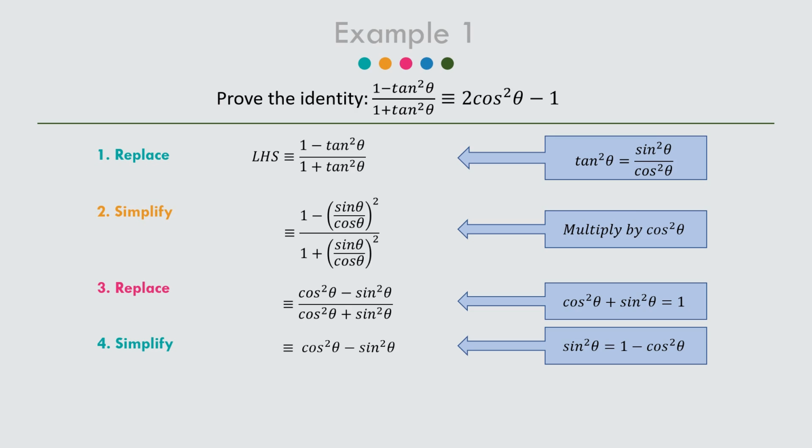Using sine squared theta equals 1 minus cos squared theta, we can now replace the sine squared theta with 1 minus cos squared theta. Once we have done that, simply expand the bracket and we come to our final answer.